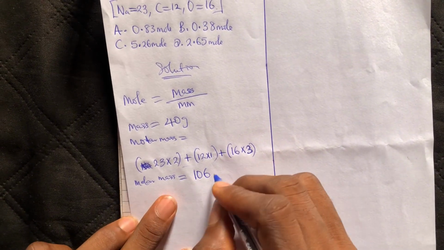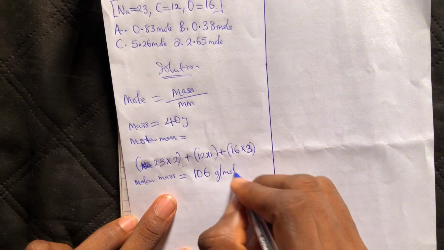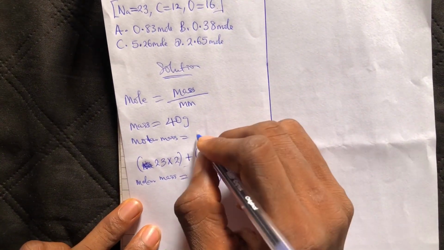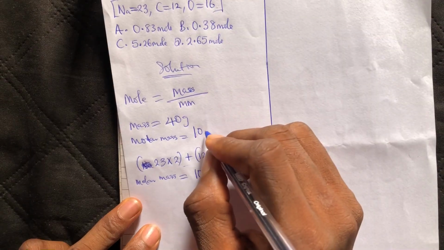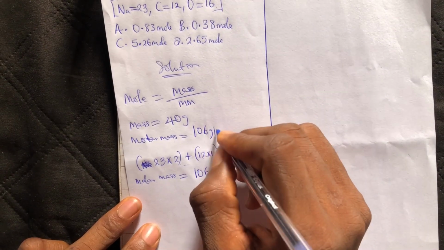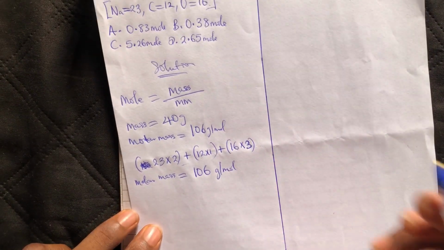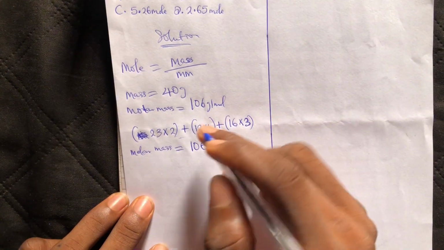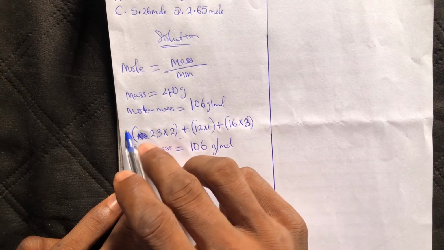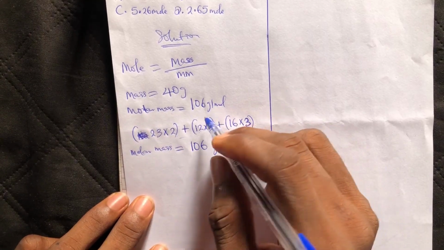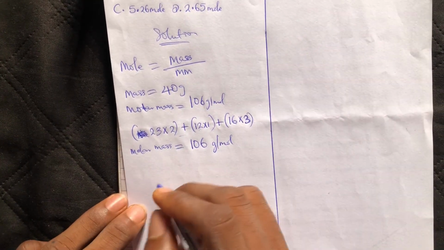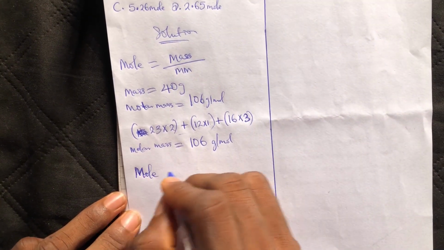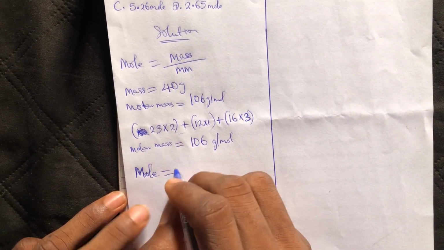So molar mass is gram per mole. That's the unit. So now we'll have a molar mass of 106. All right, so we can go ahead to solve this question now, because we have our mass to be 40 gram, we have our molar mass to be 106 gram per mole. So the solution now is very easy. All right, so we write out our mole.